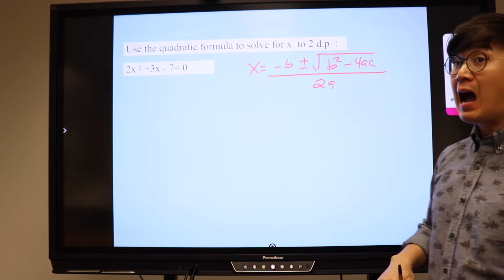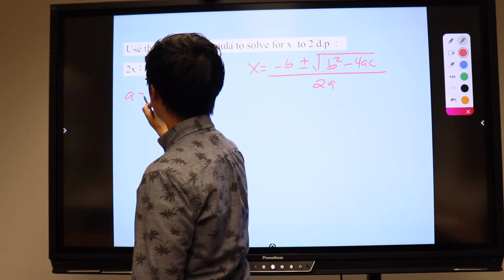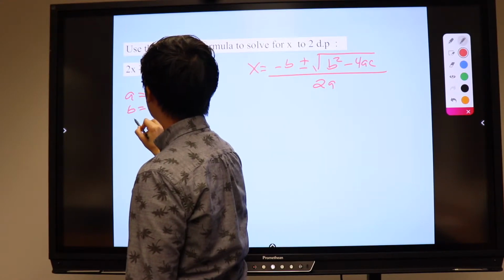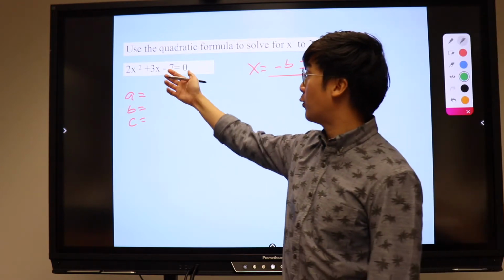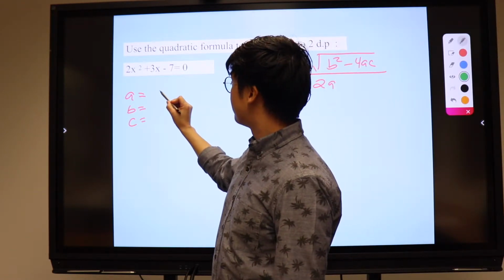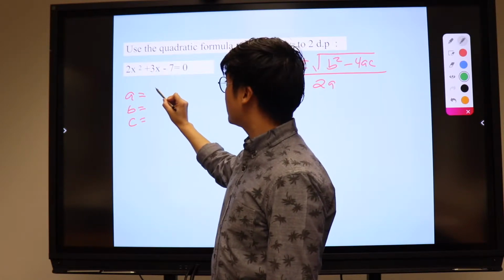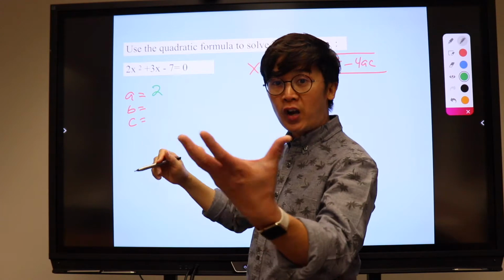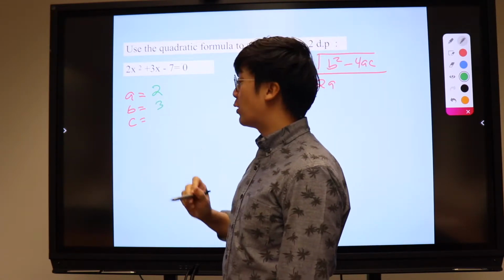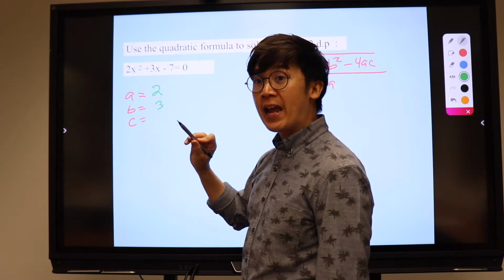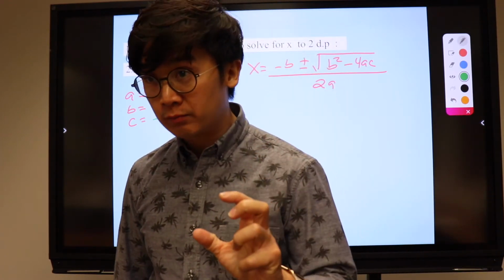Okay, now, how do we use the quadratic formula? We need to identify what A is, what B is, and what C is. What is A, B, and C in this quadratic equation? What is A? A is 2x. Not 2x, but just 2. Just the coefficient of your equation. What about B? 3. And what about C? -7. Don't forget the signs because the signs of those A, B, and C are important.